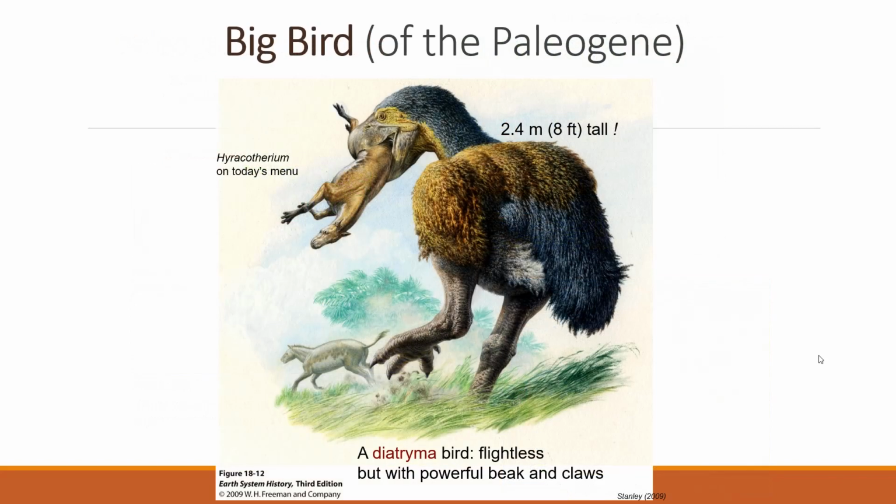We also have some rather frightening animals. This is a giant bird, Diatryma. It's a flightless but powerful bird, with a powerful beak and claws, so it's like an ostrich on steroids. It's 2.4 meters, about 8 feet tall. This is not something you want to run into. And it is attacking in this illustration the ancestor of the horse.